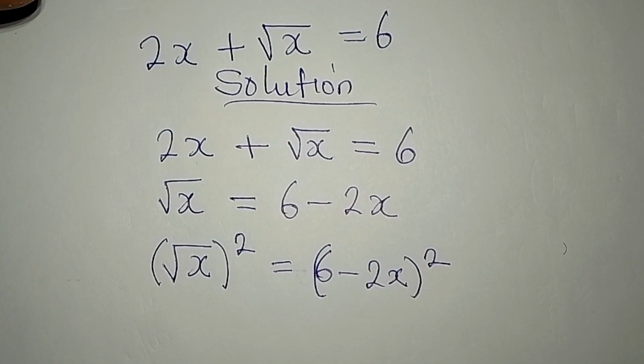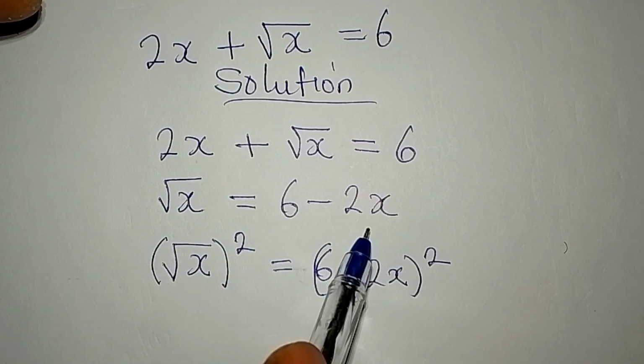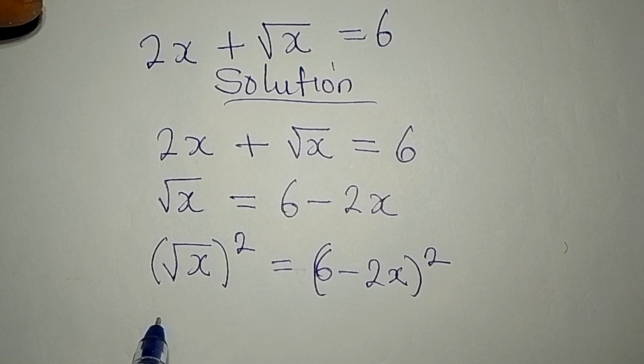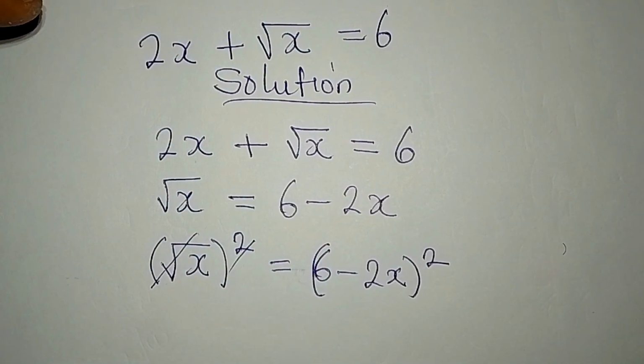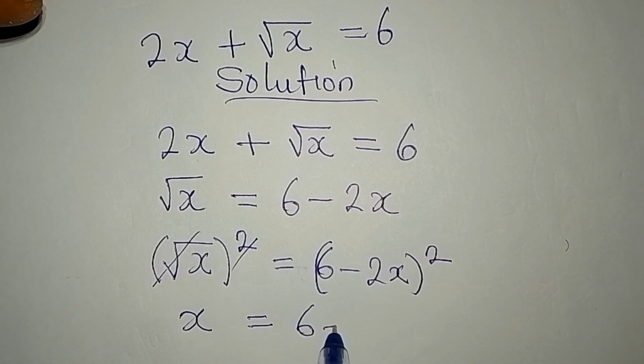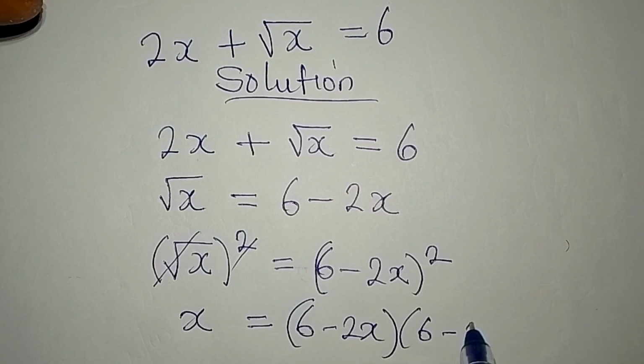Now sometimes you will be making a mistake to say 6 squared minus 2x squared. So you combine both of them and square. Now this and this will go. So we have our x that is equal to 6 minus 2x in two places.